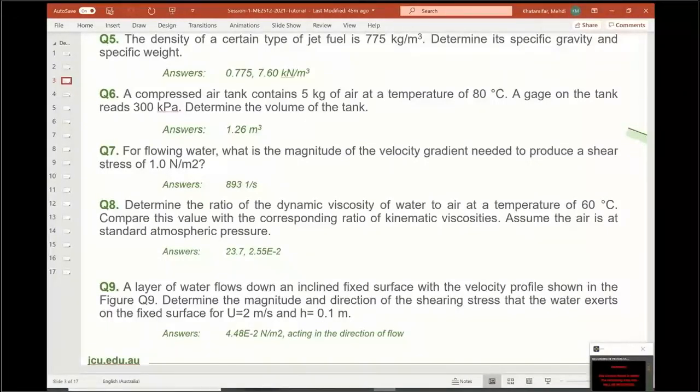So you need to remember the formula for viscosity. Shear stress equals viscosity times velocity gradient. And let me give you the viscosity of the water. I can write here, mu for the water is 1.12 times 10 power minus 3.